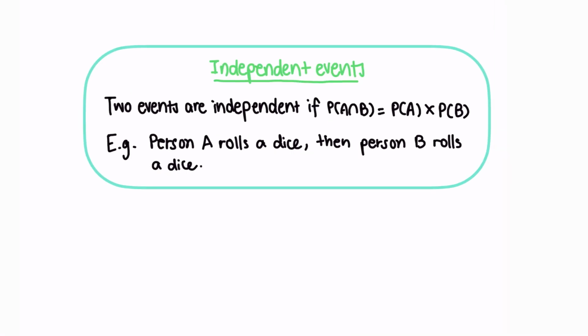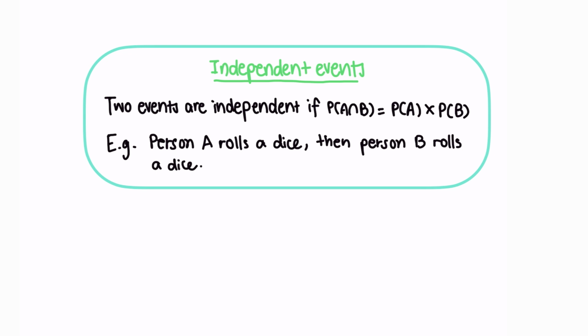The next thing we're looking at is independent events. This is a specific type of events. So two events are independent if P(A ∩ B) is equal to P(A) times P(B). Again, this is only for independent events. What does it mean by events are independent? This means that they do not depend on each other.